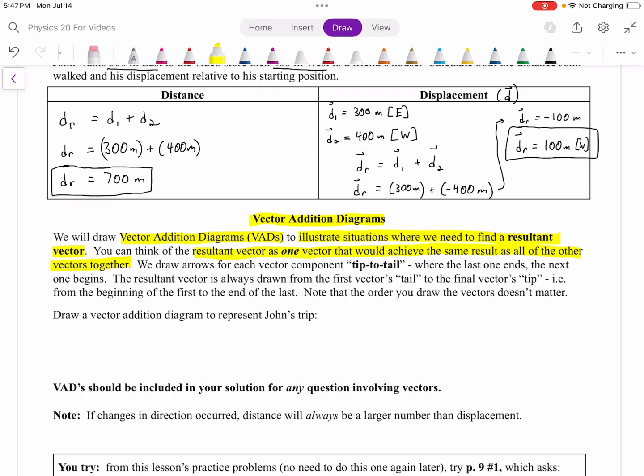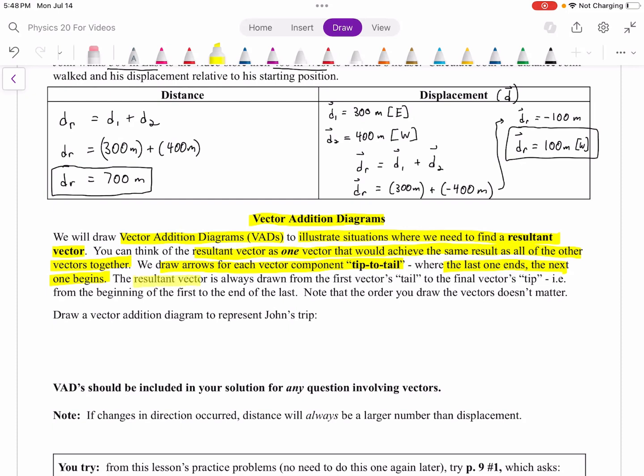So the rules for drawing a vector addition diagram, what we do is we draw each vector component tip to tail, is what we say. And all that means is that where the last arrow ends, the next arrow begins. So you draw one vector, represent it as an arrow. Wherever you finish that one, you start the next one, and on and on and on until you've added up all of the vectors you need to add.